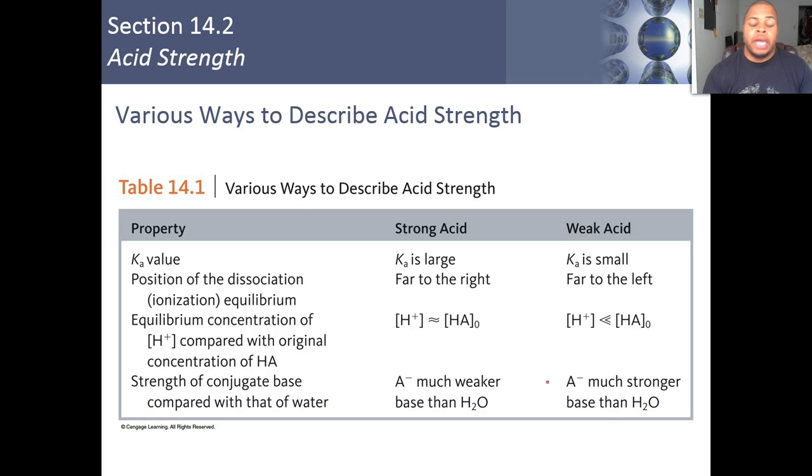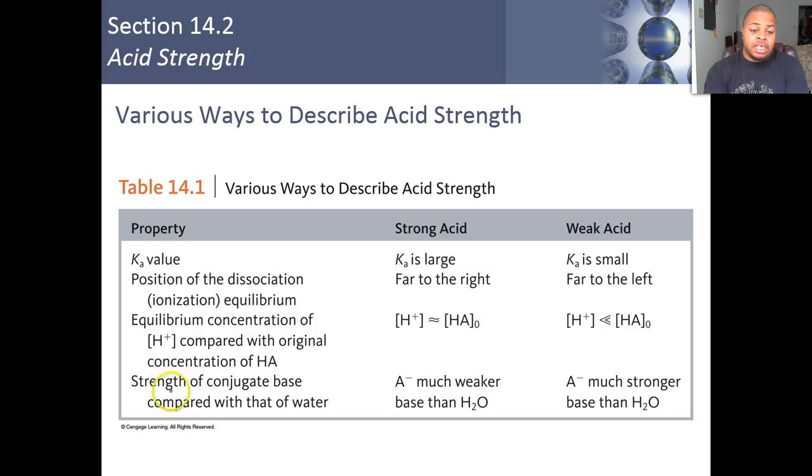In terms of comparing the equilibrium concentrations between the two, for our strong acids, you notice that it's saying it's approximately the same. The hydrogen ion concentration is approximately the same as the initial concentration of the acid, whereas the weak acid is much, much smaller. That's why we have that double arrow here. Much, much smaller than that initial acid concentration.